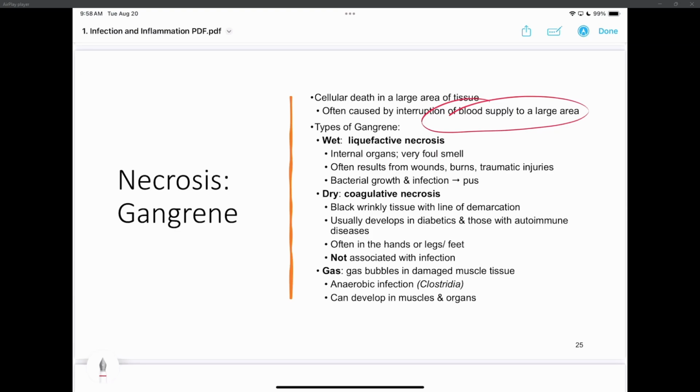The first one is called wet gangrene. This is your liquefactive necrosis. Wet gangrene usually affects your internal organs. Very, very foul smell. Often results from wounds, burns, traumatic injuries. They have a lot of bacterial growth, and they're going to have a lot of pus. Okay, that's why it's wet, and you'll see pictures of that in a second.